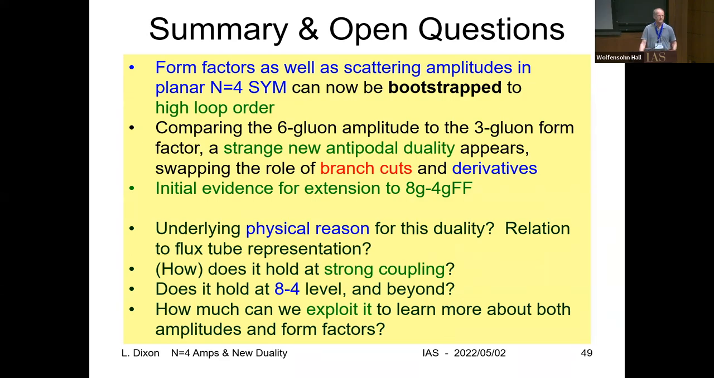Any questions for Mike? How much do you think about what the antipode looks like at strong coupling?